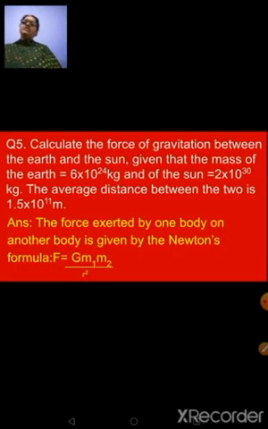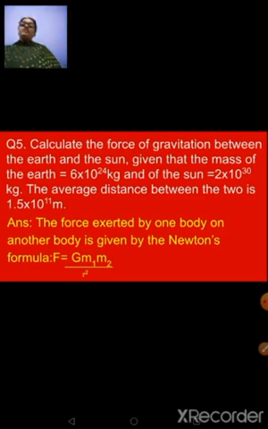Look at the question here. It's a very simple sum. Calculate the force of gravitation between the earth and the sun. And they have given you the mass of the earth and the mass of the sun. And they have given you the average distance also between this earth and sun. So the question goes like this.